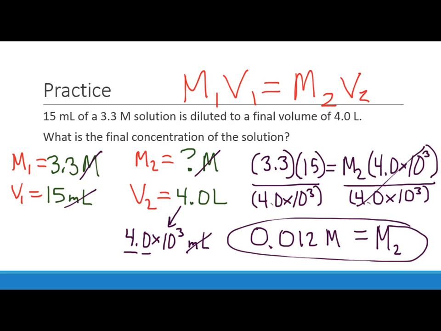Now, I like to do a sanity check just to make sure that this makes sense. So notice that I have a 3.3 molar solution, and I'm increasing the volume from 15 milliliters to 4,000 milliliters. So I really cranked up the volume here. And notice that the concentration went from 3.3 all the way down to 0.012, which makes sense. By adding so much water, I'm going to dilute the solution quite a bit. So the concentration is going to go way down.